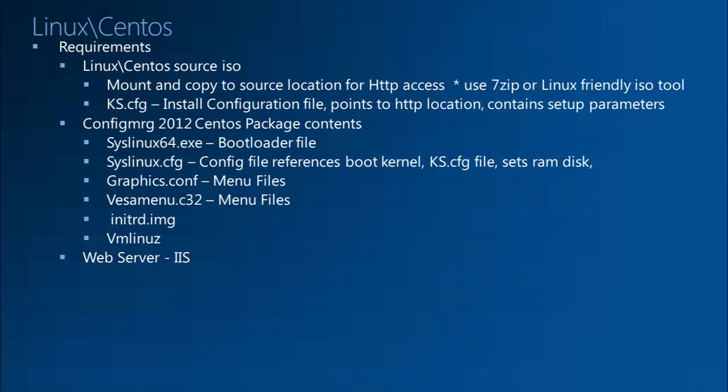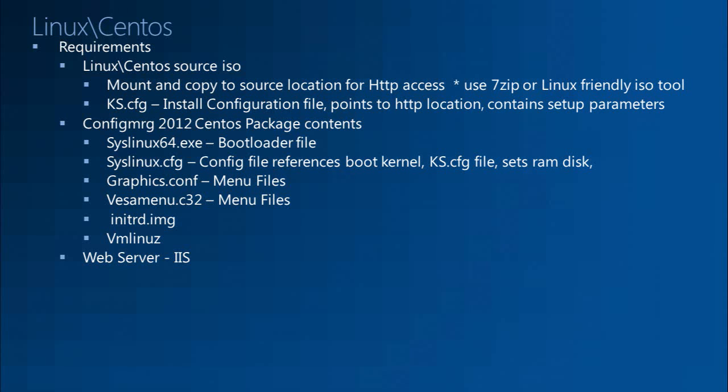And then for our Config Manager package, these were the contents that we needed to make this work. We had a bunch of syslinux files, which is actually the bootloader. The config file sets up the RAM disk. It points to the KS config file on the HTTP server and sets the port, in this case port 8080. And then we have some menu files and the image files, and of course we need the web server. This is the Config Manager package that we send out, and we'll reference that in the task sequence. Those config files are pretty much an answer file for that Linux environment? Right.